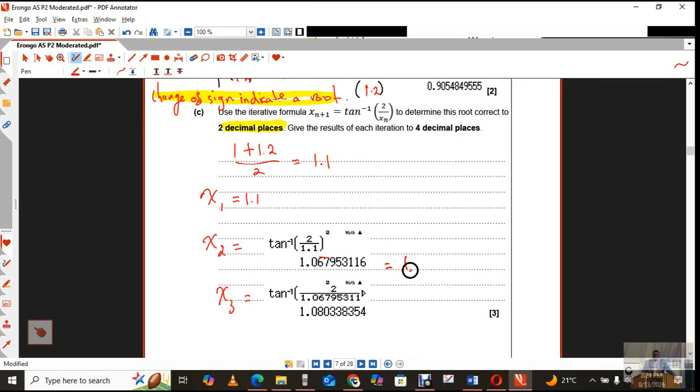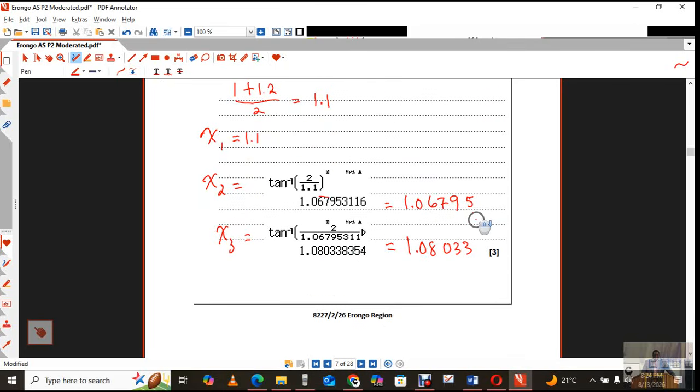So this one here is 1.0679. So 1, 2, 3, 4 decimal places. Then you have 1.08033. Okay, can you see two decimal places is not far from each other? Okay, eventually it gets to something.